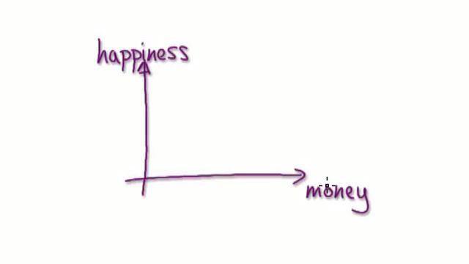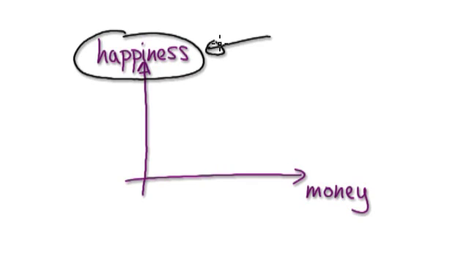Okay, or maybe you could argue that the amount of money that a person has is directly proportional to the happiness of that person. Well, this is really hard to measure because you need to come up with a number for happiness. How do you measure the happiness of a person?